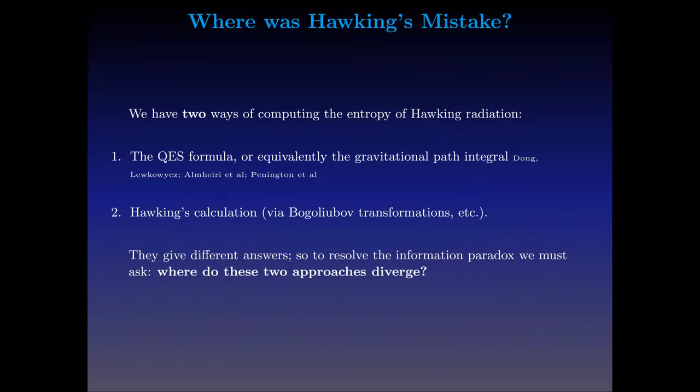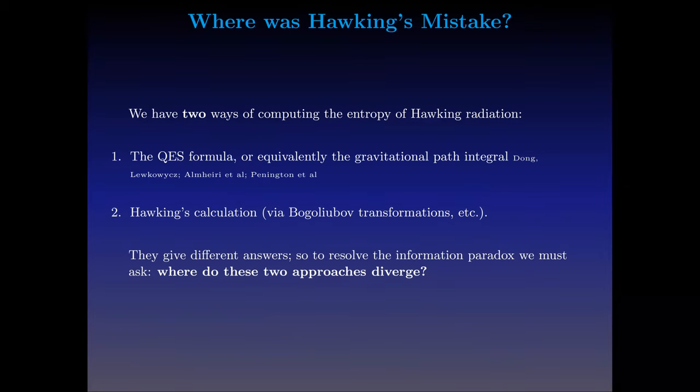So now I'm sort of done with the review. So now I'd like to pose a question. We have two ways of computing the entropy of Hawking radiation. We can use the quantum extremal surface formula, or equivalently the gravitational path integral, or we can use Hawking's calculation, say the Gibbons-Hawking transformations, et cetera. And they give two different answers.